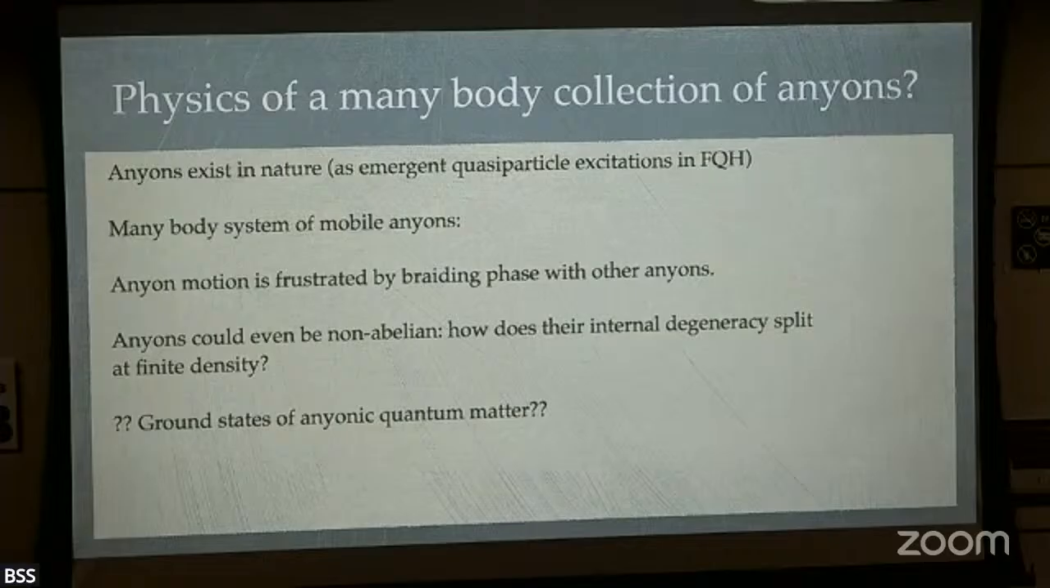And even more dramatically, the anyons could be non-abelian. I'm sure all of you have heard of non-abelian anyons. They have a huge internal degeneracy of the Hilbert space when they are sufficiently well separated. Now, at finite density, when you bring them together, that degeneracy will be lifted somehow by terms in the Hamiltonian. That's on top of the frustration coming from the braiding of anyons around each other. So how does all this happen at finite density? Does fractional statistics frustrate motion more than other statistics? Yeah, we don't know. We'll see.